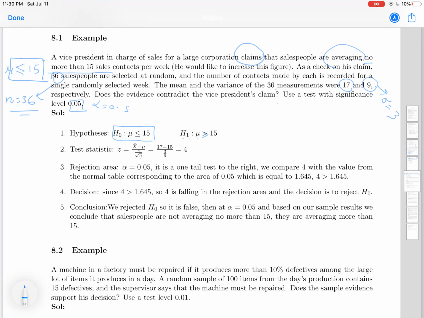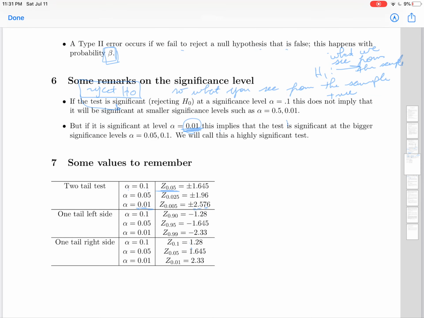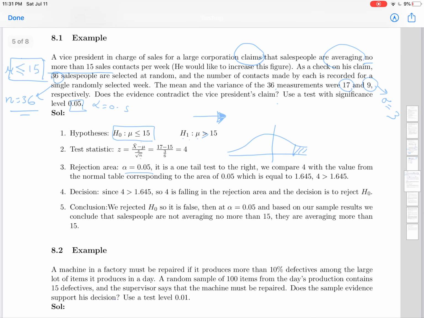So now H node: in the question I have a claim that has the equal sign, so I'm going to place it in H node. Less than or equal, so this means I'm just going to choose H1 to be the opposite of H node, which is bigger than. The test statistic is x bar minus mu over s over root n. Why s? Because the sample variance is given in the question. So it's going to be 4. Rejection area is 0.05. Is it going to be a one-tailed test or a two-tailed test? According to H1, the sign is pointing to the right, so I'm going to shade some area to the right.